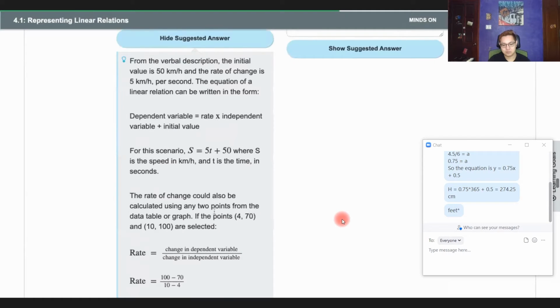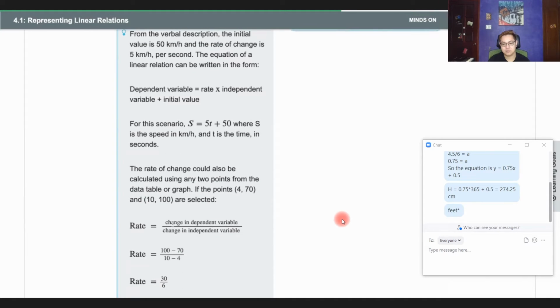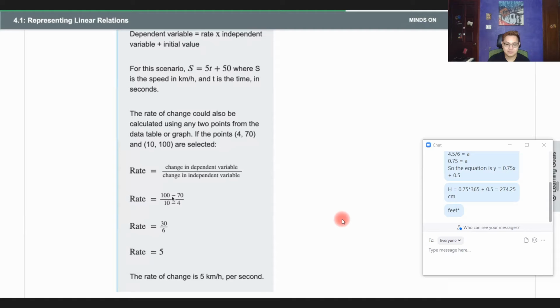The rate of change could also be calculated using any 2 points from the data table or graph. If the points (4, 70) and (10, 100) are selected, rate is equal to change in dependent variable divided by change in independent variable. So 100 minus 70 over 10 minus 4 is 30 divided by 6, so the rate is 5. The rate of change is 5 kilometer per hour per second.